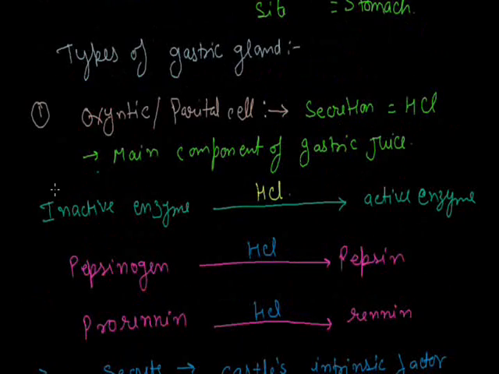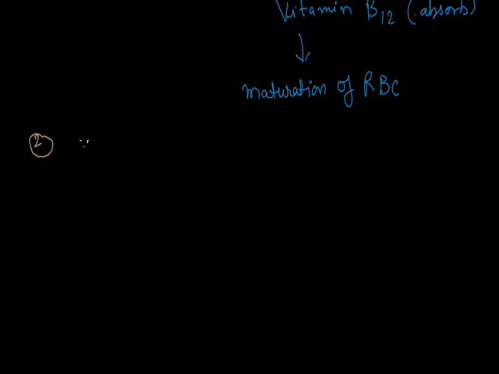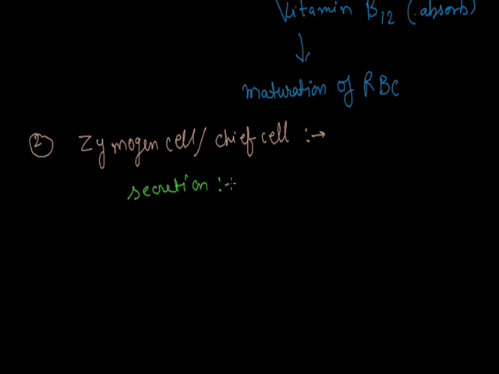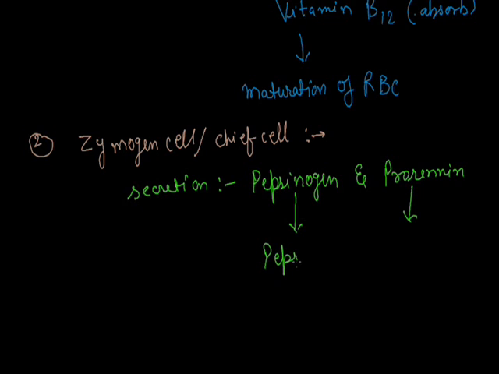Now the second type of gastric gland is the zymogen cell, or we can say chief cell. It secretes pepsinogen and prorenin. Both are inactive forms of enzyme, and by the help of HCl they are converted into pepsin and renin.